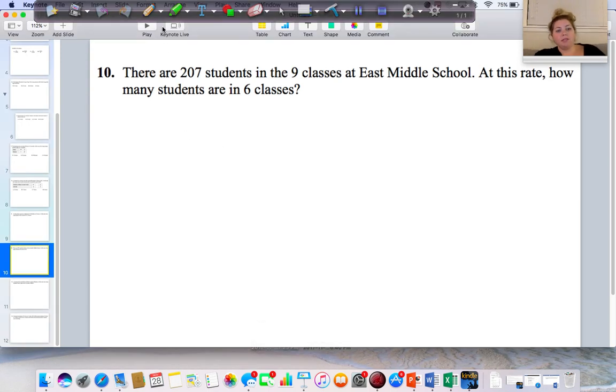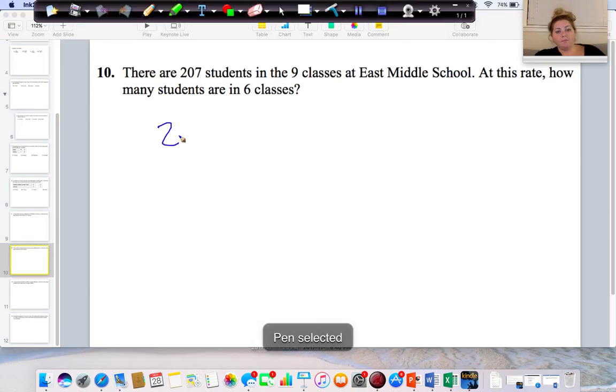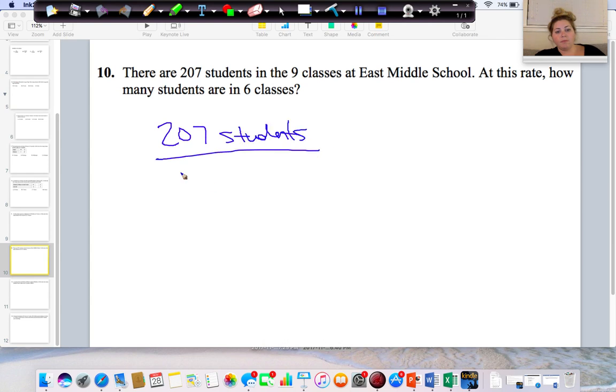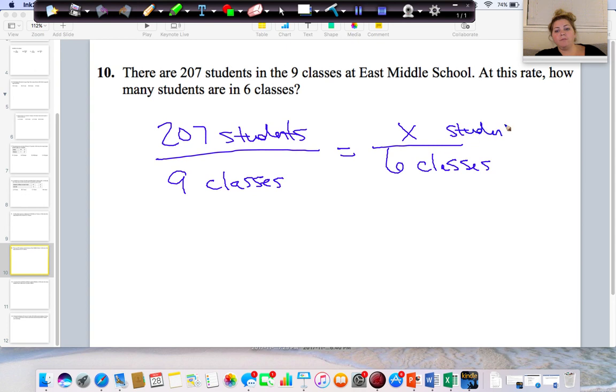Okay, there are 207 students in 9 classes. At this rate, how many students are in 6 classes? Okay, so we want to find out how many students there are in 6 classes. So you can cross multiply and divide. That's what I would do in this instance.